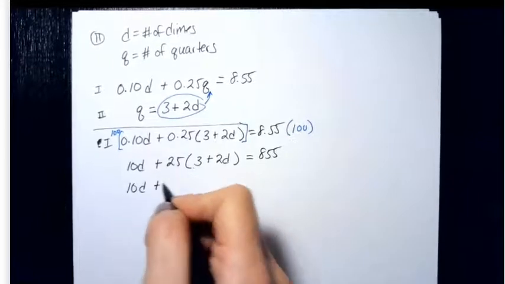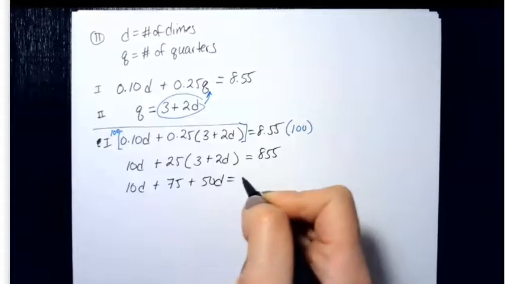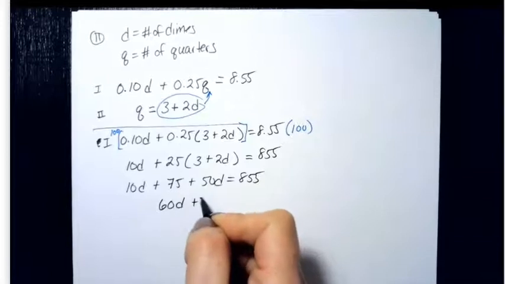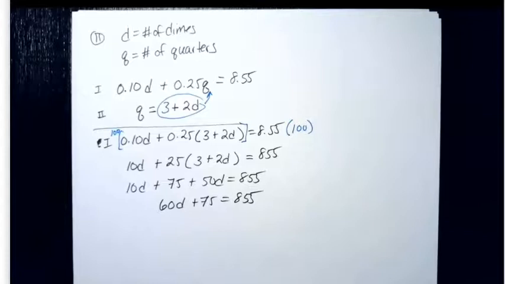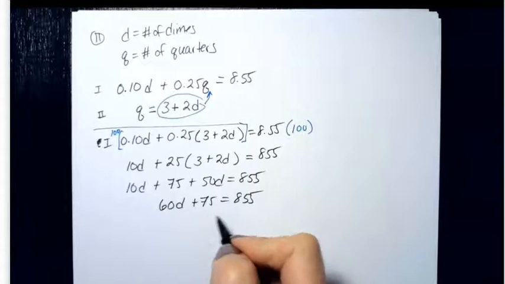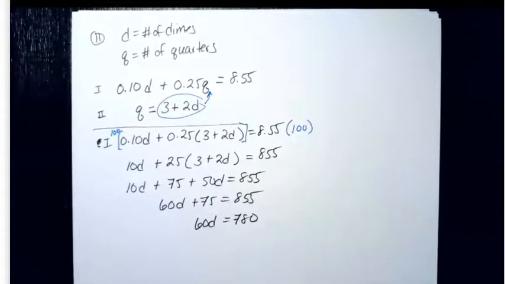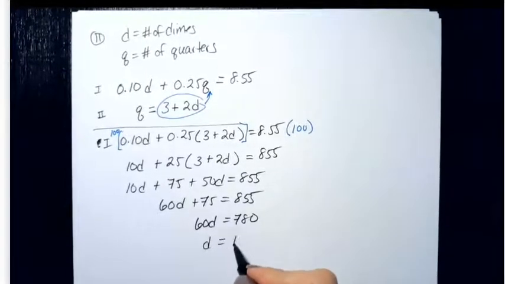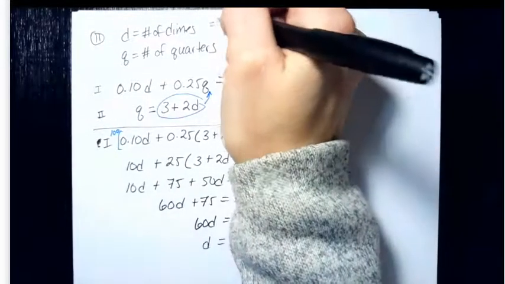So I'll distribute that 25. And then we'll combine like terms that are on the same side. So we have 60D plus 75 equals 855. Let's go ahead and subtract 855 minus 75. Gives me 780. 60D equals 780. And then you want to divide by 60. And we get D equals 13. So that means we have 13 dimes.